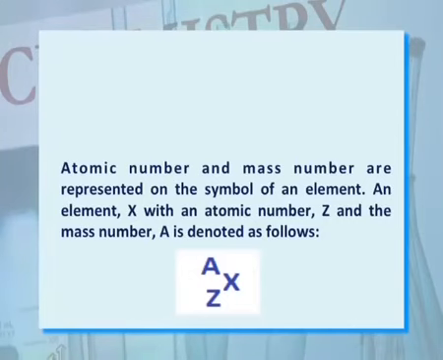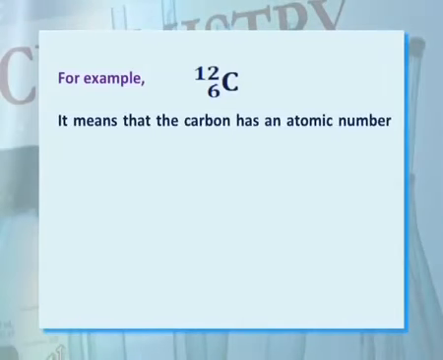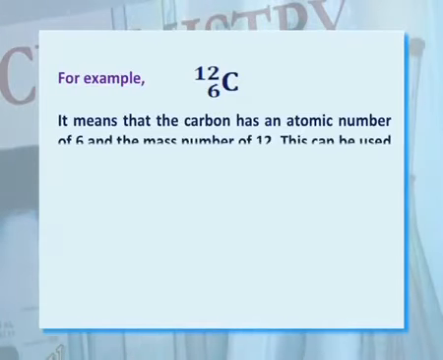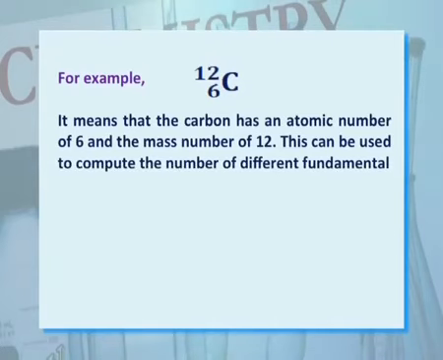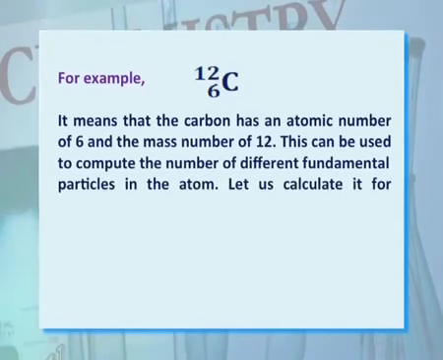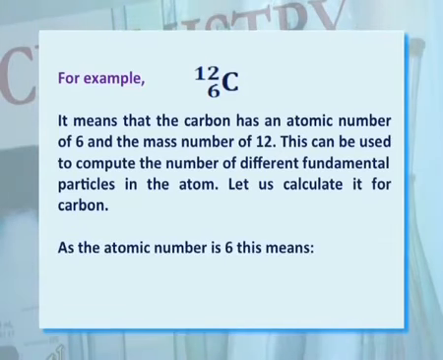Atomic number and mass number are represented on the symbol of an element. An element, suppose X, with atomic number Z and mass number A is denoted accordingly. For example, carbon-12 with atomic number 6 means that carbon has atomic number 6 and mass number 12. This can be used to compute the number of different fundamental particles in the atom. Let us calculate the electrons, protons and neutrons for carbon.